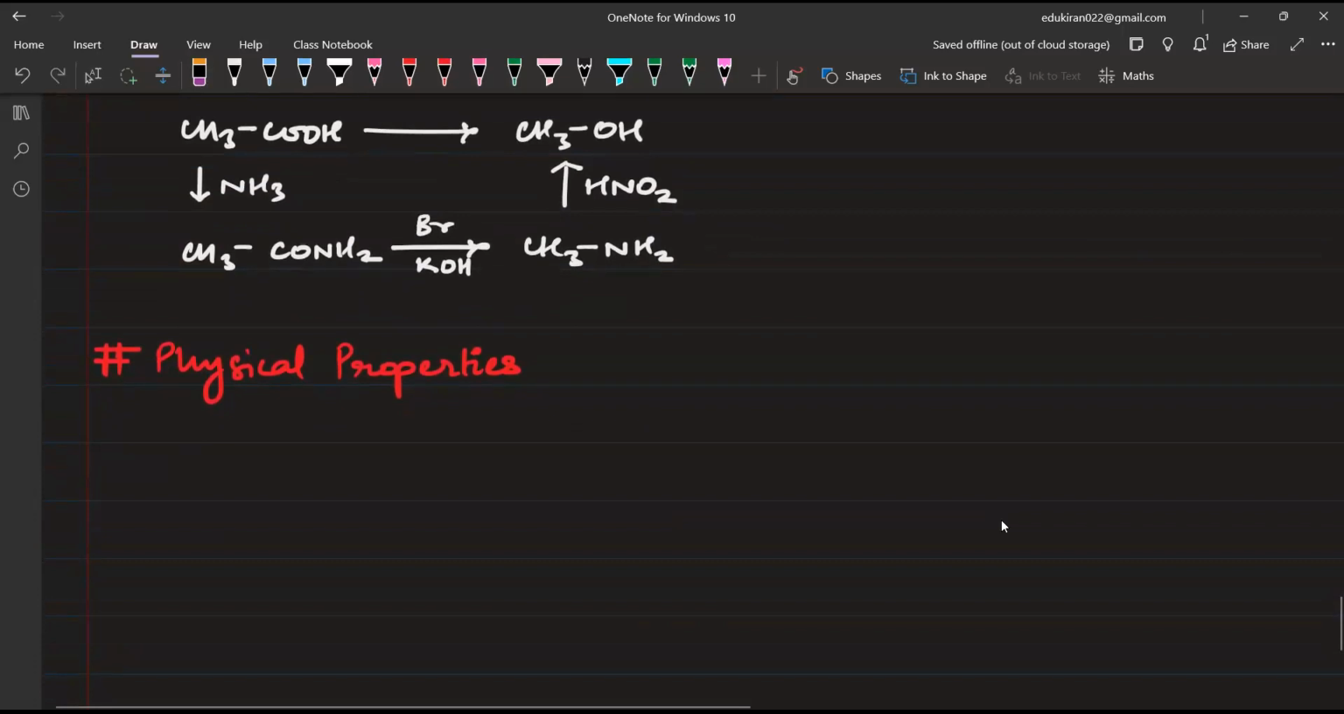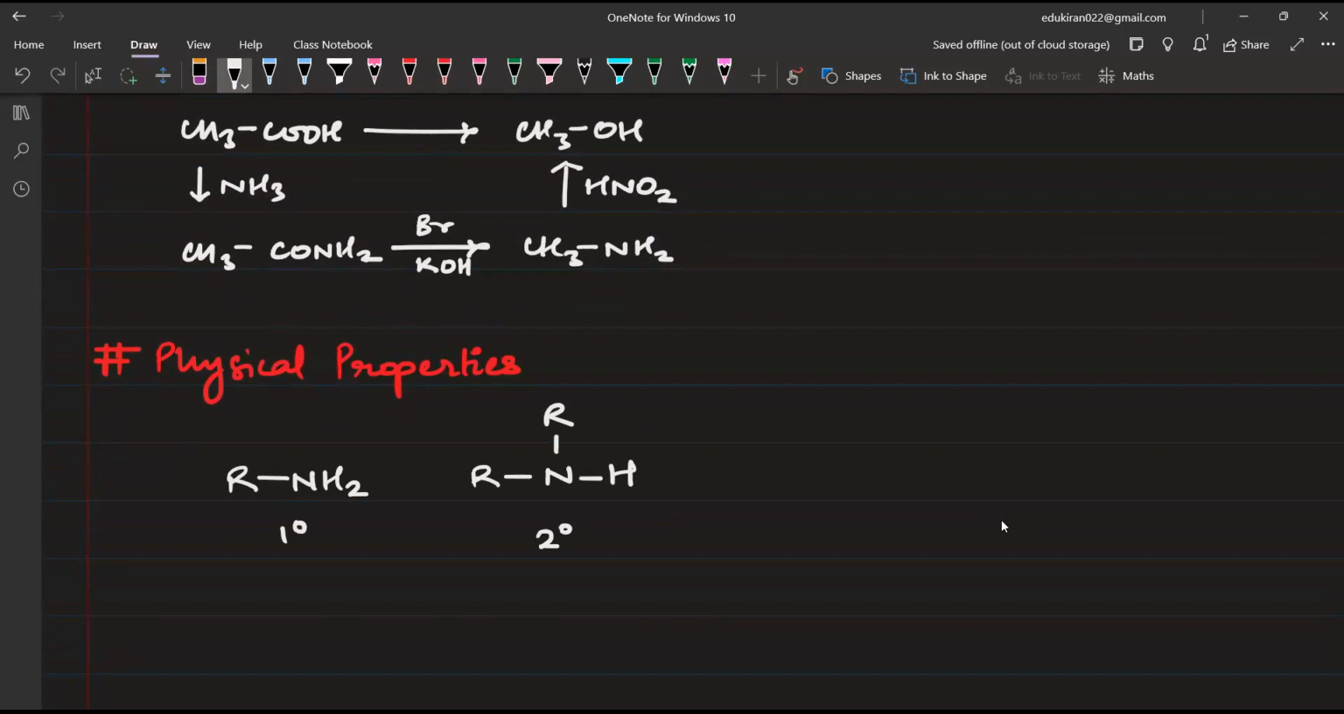Now, in physical properties of amines, please write. See, we have 1 degree amine, that is RNH2. This is 1 degree. We have 2 degree amine, in which the nitrogen is bonded with 2 alkyl groups and it has 1 hydrogen. This is 2 degree. And the 3 degree amine will be the nitrogen atom connected with 3 alkyl groups.